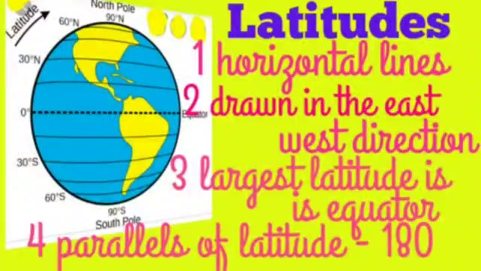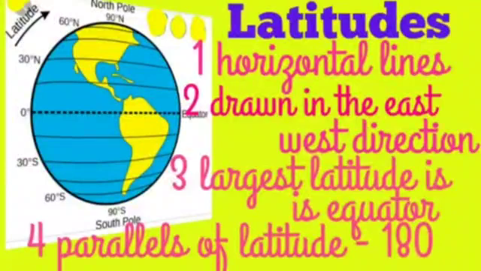Latitudes. Latitudes are drawn in the east-west direction between the 2 poles. They run parallel to the equator. The equator is an imaginary line dividing the earth into 2 hemispheres, the northern hemisphere and the southern hemisphere.